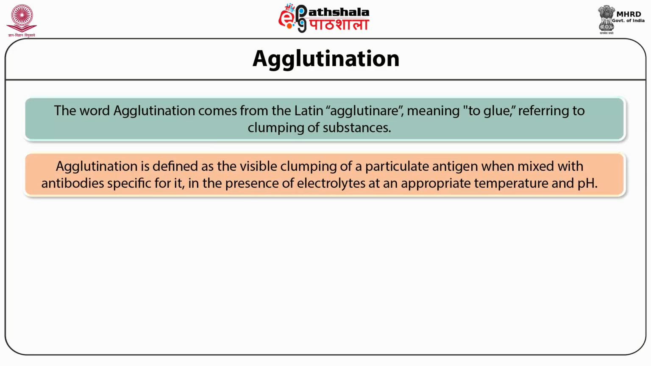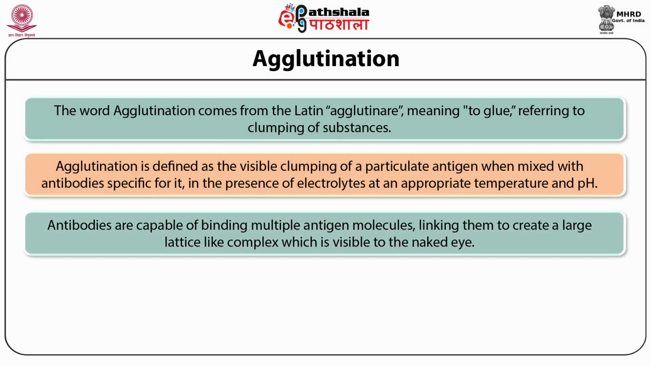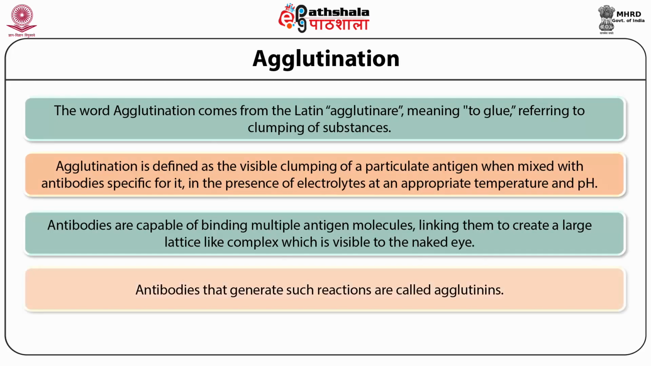Agglutination is defined as the visible clumping of a particular antigen when mixed with antibodies specific for it, in the presence of electrolytes at an appropriate temperature and pH. Antibodies are capable of binding multiple antigen molecules, linking them to create a large lattice-like complex which is visible to the naked eye. Antibodies that generate such reactions are called agglutinins.